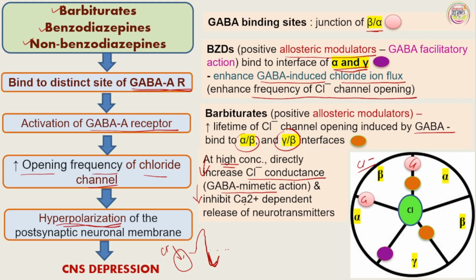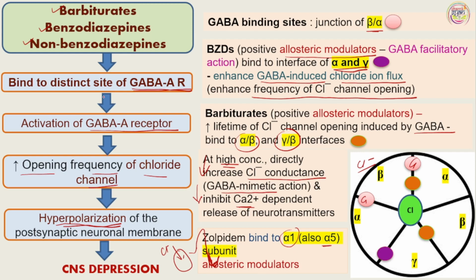They also inhibit calcium-dependent release of neurotransmitters. We know that calcium is positively charged, so they inhibit the calcium-dependent release of neurotransmitters. Due to excitation, many neurotransmitters may be released, which may cause further excitement, and that is also inhibited by barbiturates. And zolpidem binds to the alpha 1 subunit, also the alpha 5 subunit, and is also an allosteric modulator.